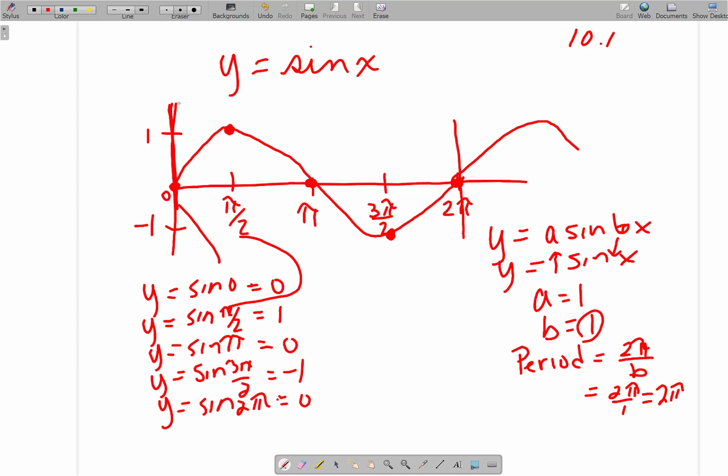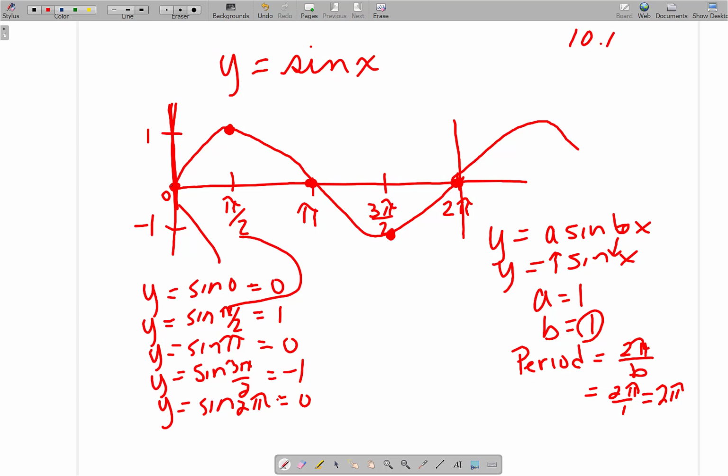Now, you kind of have to memorize this graph, because until you know this graph, it's hard to get the other graphs. For example, this is what I want you to remember for the graph of the sine of x. It starts at 0, 0. When it's at 0, it starts at 0. That's one thing to remember.